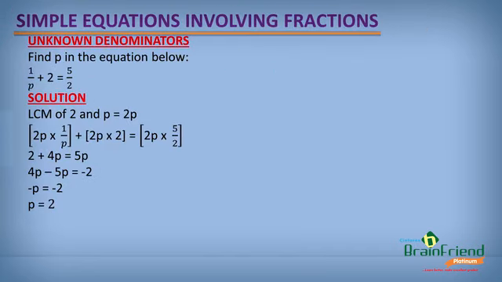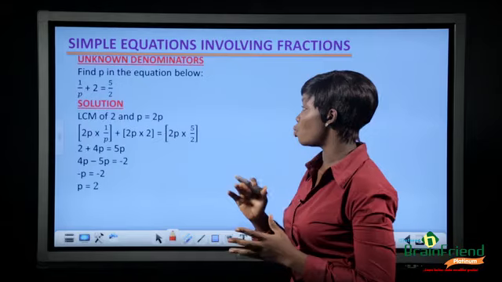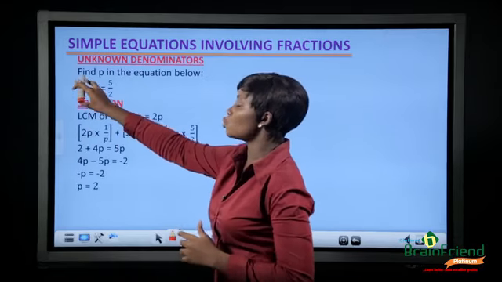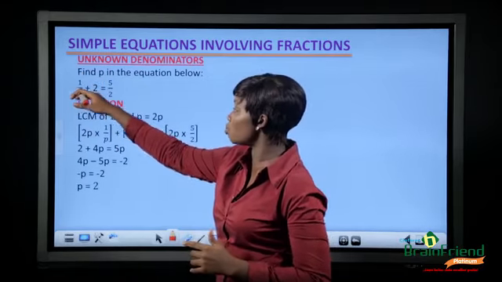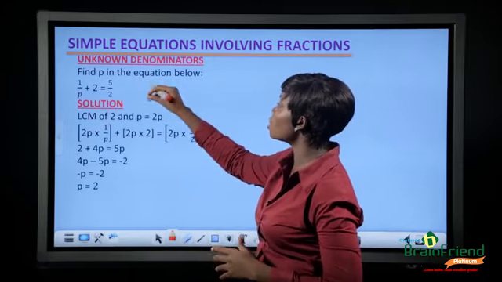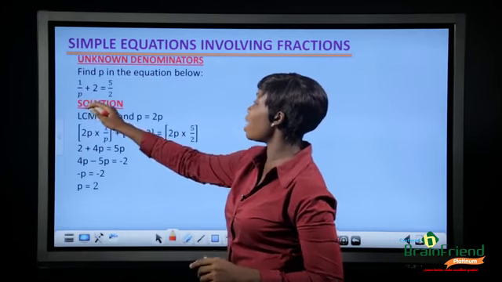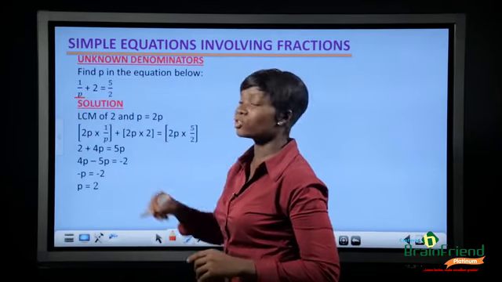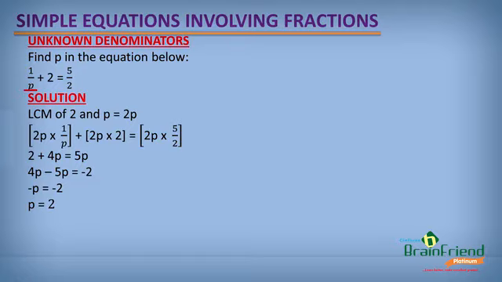Now, unknown denominators. For the previous example, we worked with situations where the unknowns were the numerators and the denominators were numbers. There were no unknowns as the denominators. So we'll be looking at unknown denominators. That is where the denominator is unknown. So example 1, find p in the equation below. 1 over p plus 2 is equal to 5 over 2.